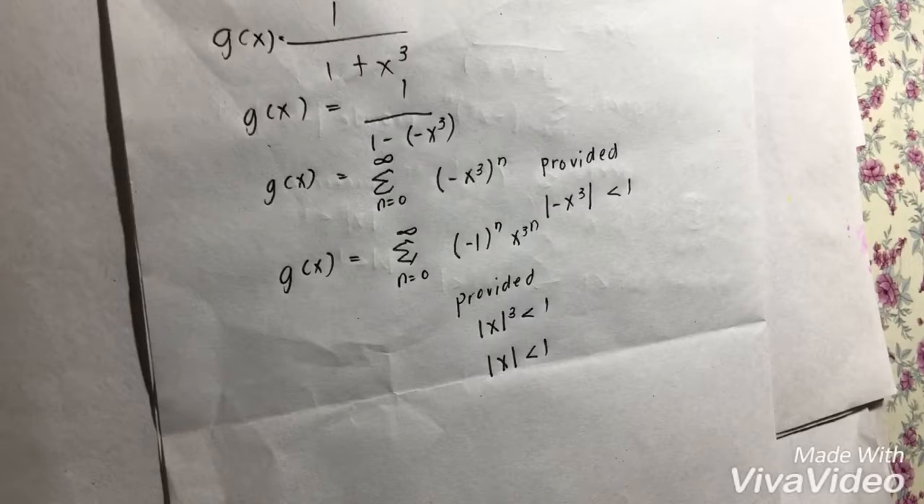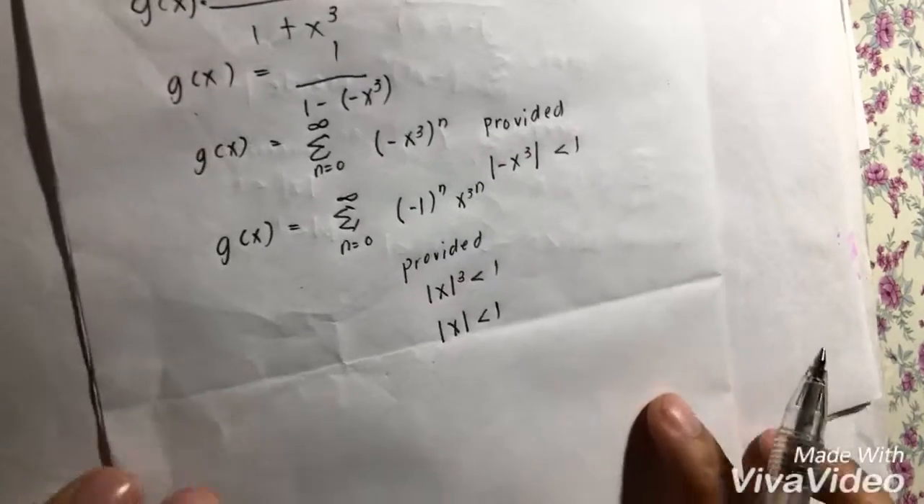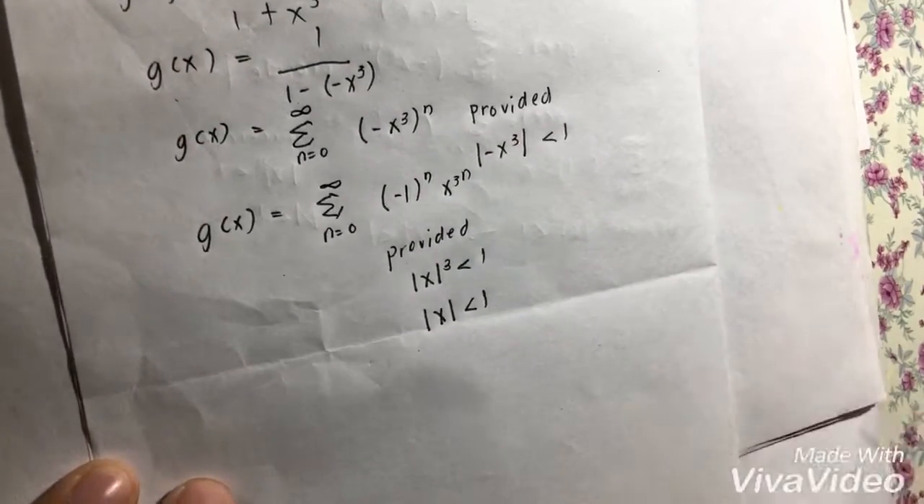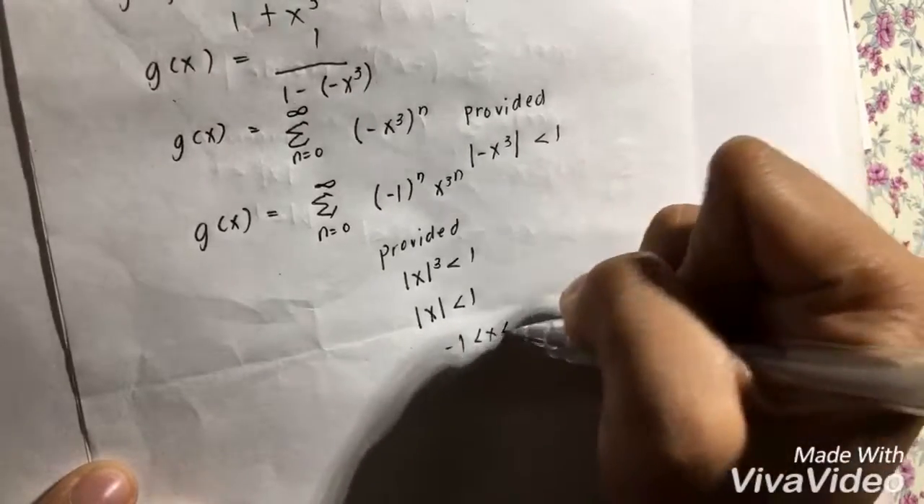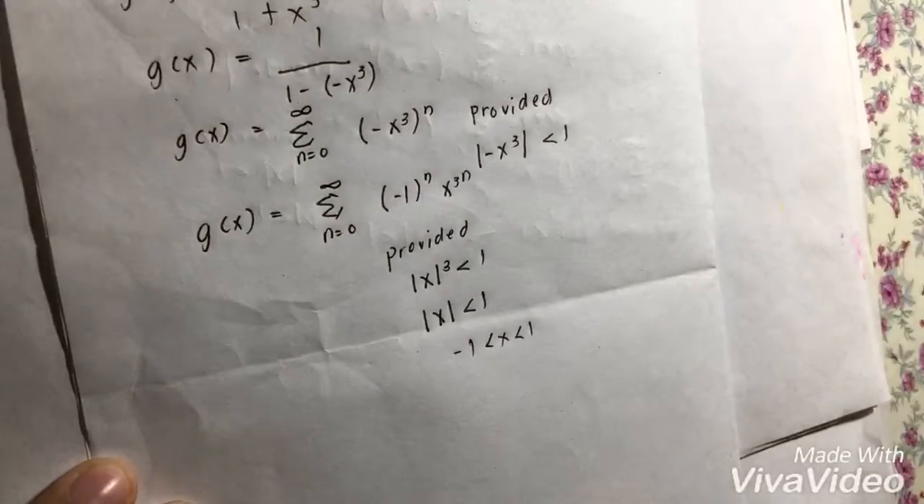This usually won't happen. More often than not, the new interval of convergence will be different from the original interval of convergence. The interval of convergence of this example is -1 < x < 1, so in between negative 1 and positive 1.